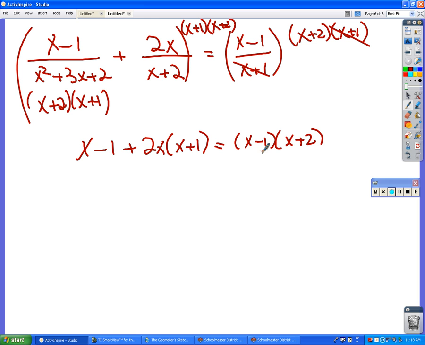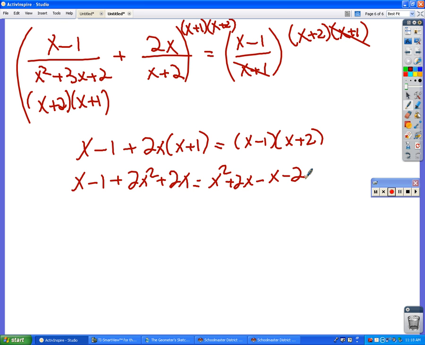Okay, so now we're going to get rid of parentheses. So when I get rid of these parentheses, I have 2x squared plus 2x. When I get rid of these parentheses, I have x squared minus 2. What happened to the 1? I'm going to do the outside so that I get plus 2x. And I have to do the inside, so I have to do negative x. And last times last is minus 2. So a little foiling going on there. Okay, with the 2 by 2, you have to FOIL it.